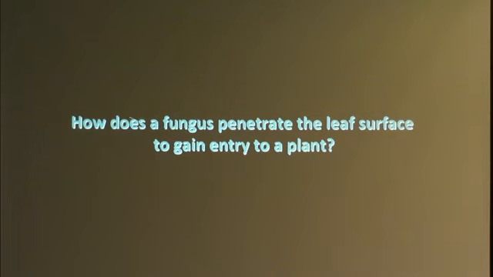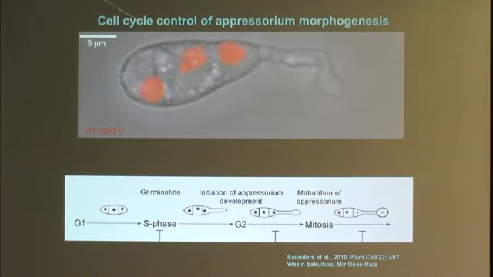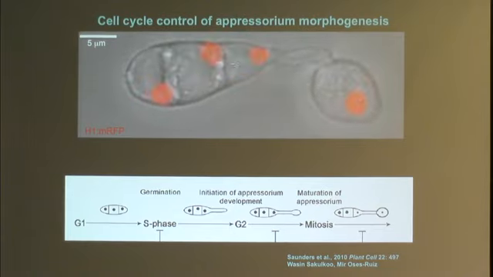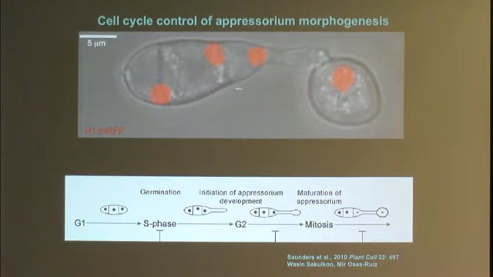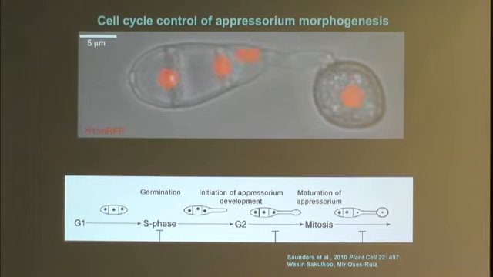PhD. I wanted to understand how this fungus penetrates the leaf surface. What we knew when I started is that this system, appressorium development, is very tightly regulated. Here you have cell cycle regulated control. What you are seeing here is that we all start with this three-celled conidium and 3 nuclei.